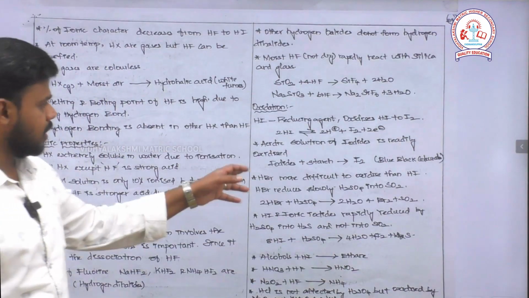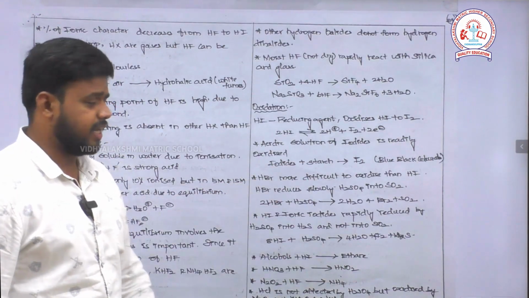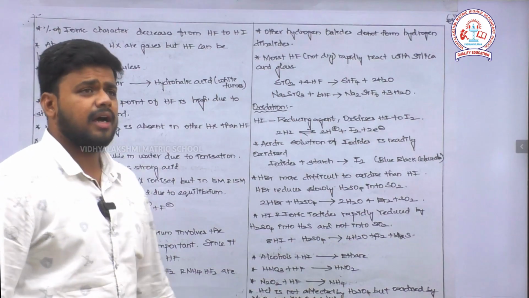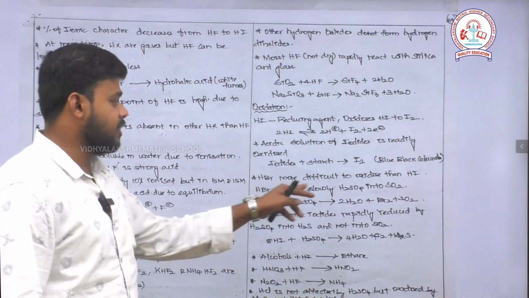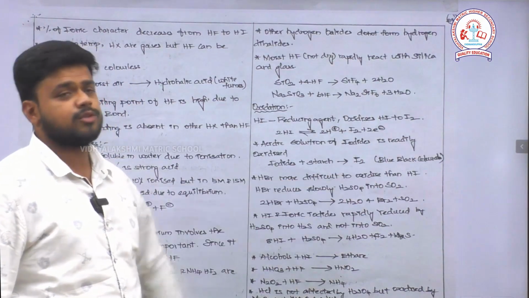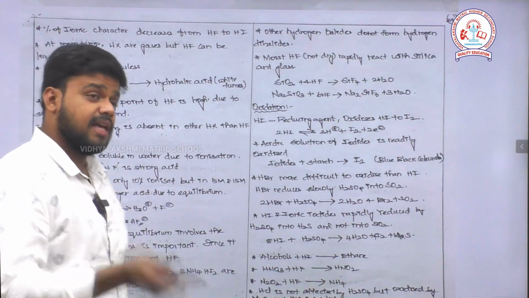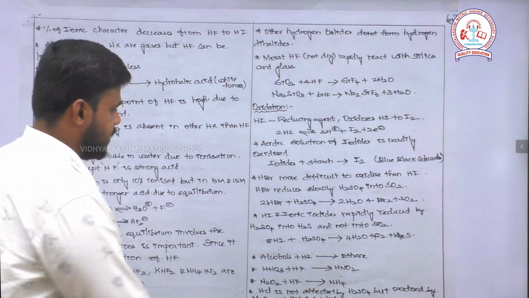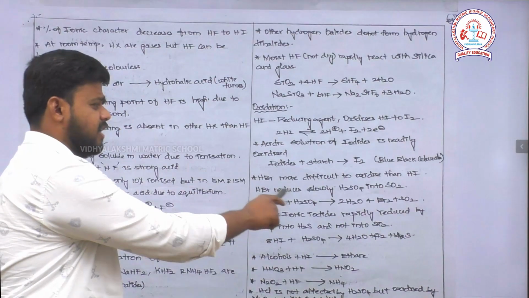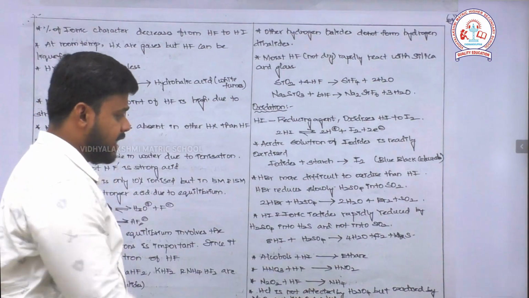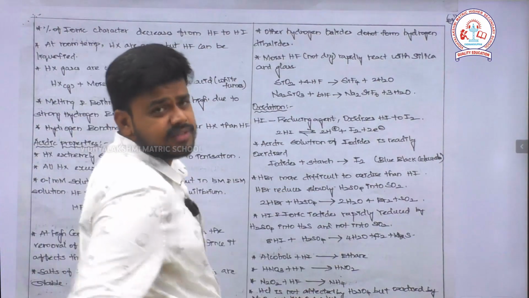HBr is more difficult to oxidize than HI, because of the decrease in the size of the halogen. HBr reduces H2SO4 into SO2 slowly, whereas HI does so quite fast. That's the reaction, quite clear. Br- is oxidized to 0, thereby reducing sulfur from +6 to +4.